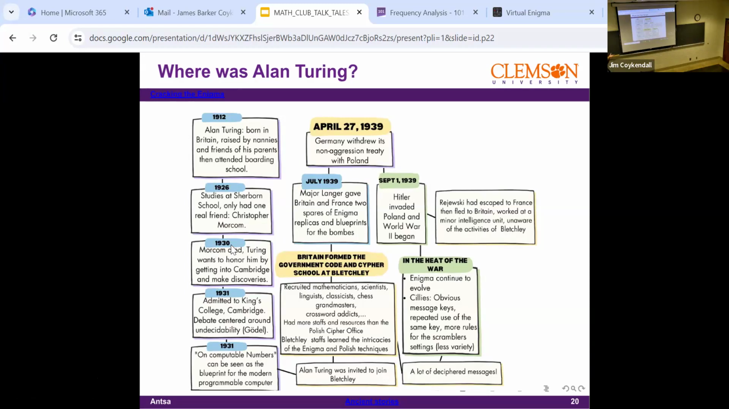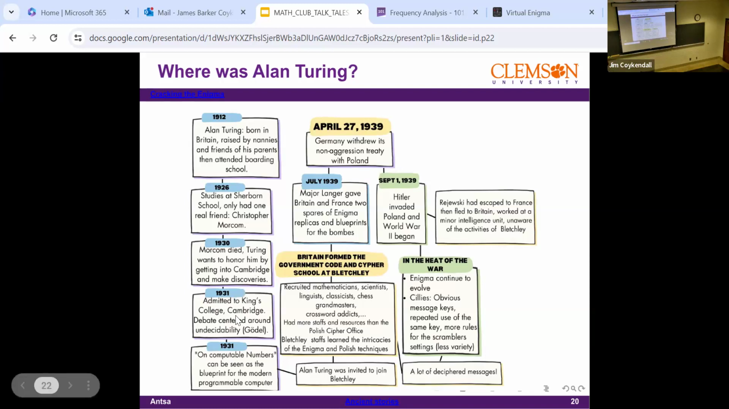But in 1930, his only friend died. So he wanted to honor him, and that's why he applied and got into Cambridge and made discoveries, which he said were discoveries that should have been found by his friend if he hadn't died. So yeah.